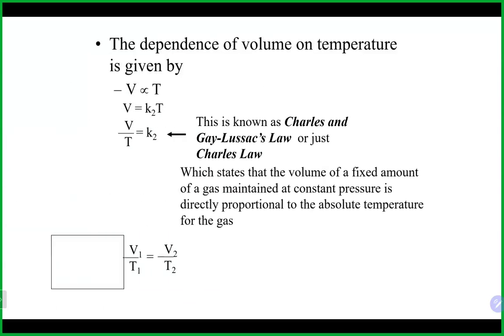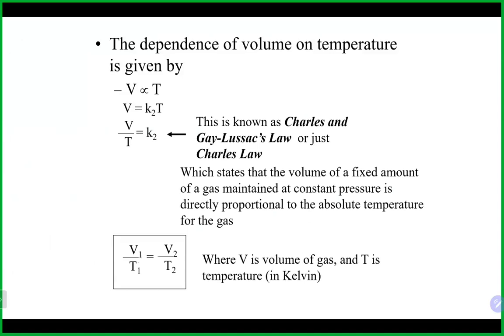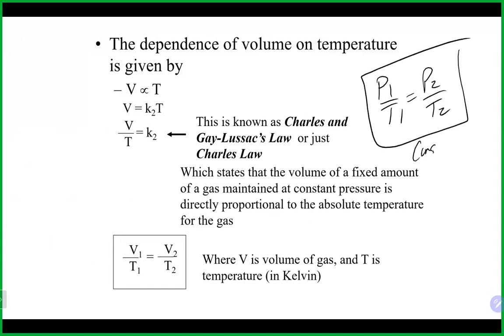So that again is our relationship that we talked about there. V1 over T1 equals V2 over T2. And again, Gay-Lussac's law, P1 over T1 equals P2 over T2. Constant volume here, constant pressure.